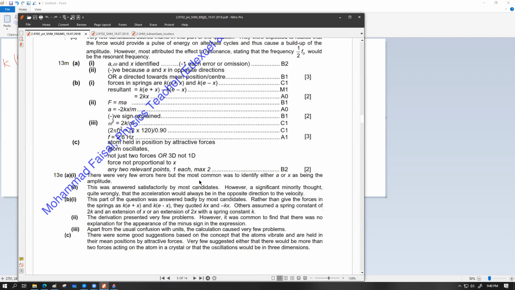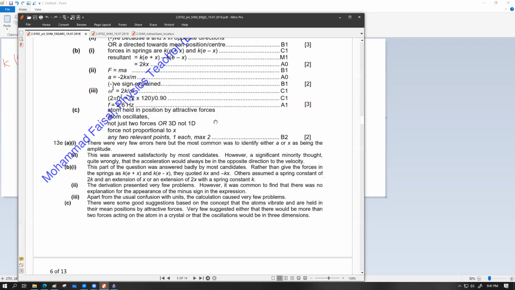Very few suggested that there would be more than 2 forces acting on an atom in a crystal, or that the oscillations would be in 3 dimensions. Okay, that's pretty much it.